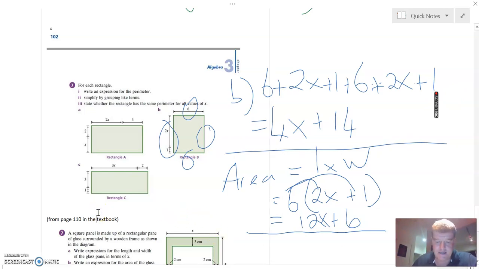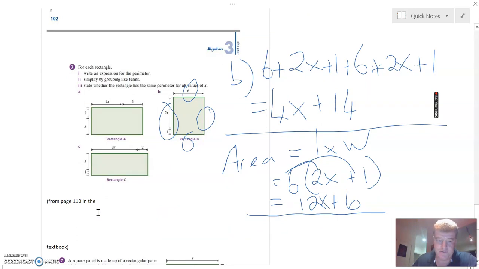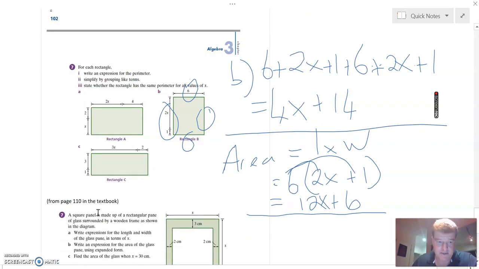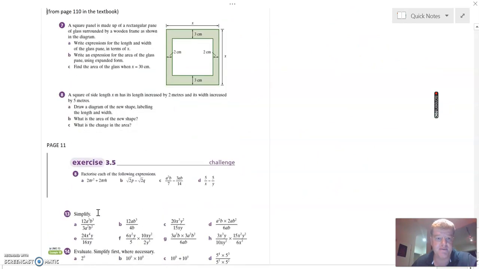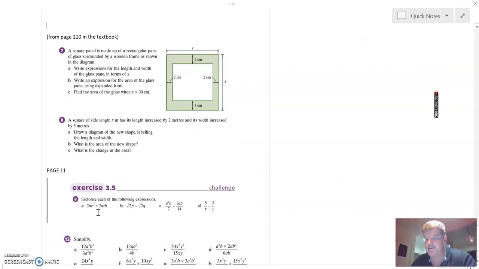Now I want to go on to this next one. In my class, we had a good look at number 7, so I'm just going to skip on to number 8. I think the thinking is the same, so I'm hoping that'll help you either way. So, a square.